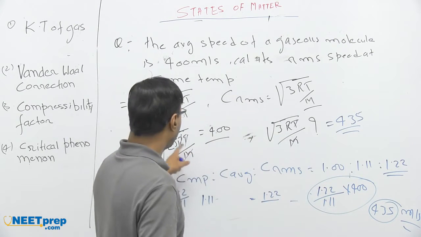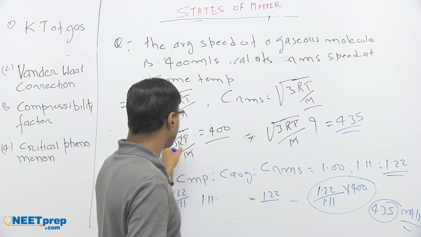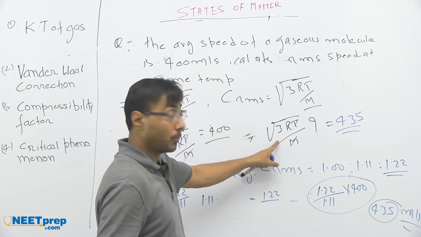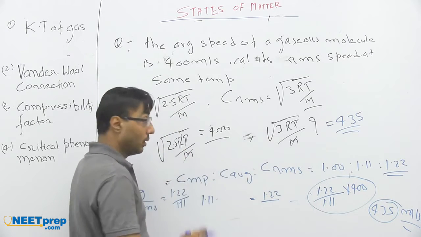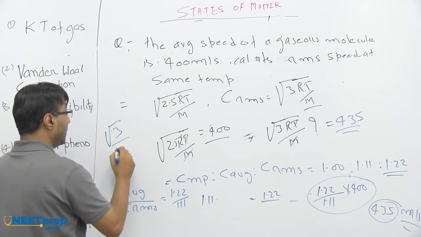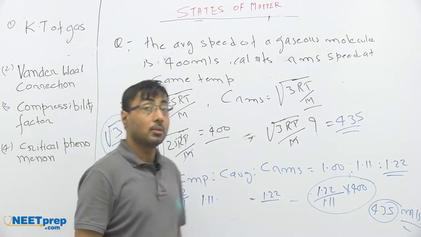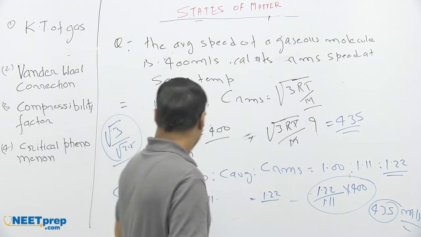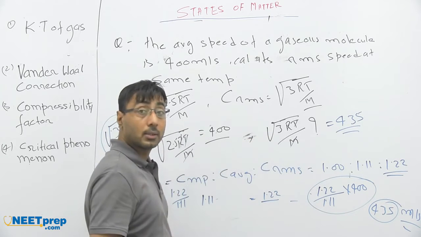So if we know the one value, we don't need to go for this type of calculation. We can go by the normal mathematical process. This part is equal to 400. Then what is this part? See what is the difference here: under root 3 and under root 2.5. So under root 3 by under root 2.5, multiplied by 400, you will get the C RMS.